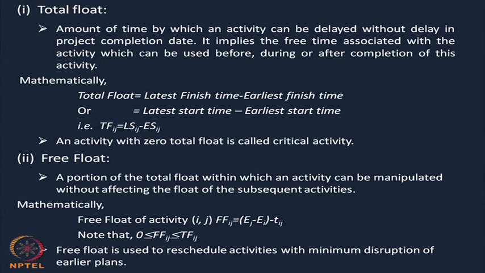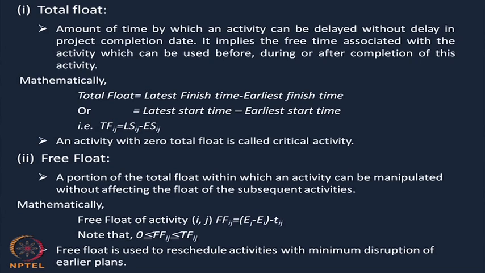Mathematically, the free float of an activity ij, which we denote by FFij, equals Ej minus Ei minus Tij. And please note that 0 is less than or equal to FFij, which is less than or equal to TFij, that is, free float should be greater than or equal to 0 and it must be less than or equal to the total float.